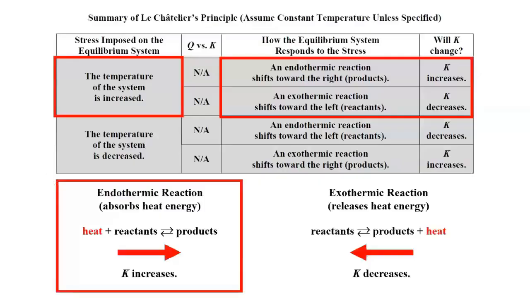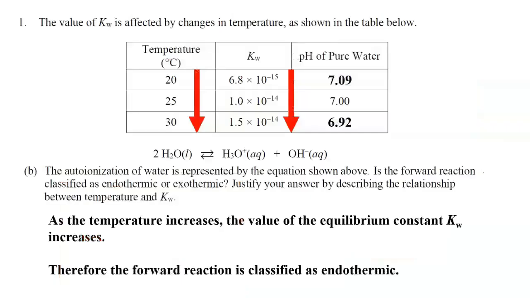So based on our understanding of Le Chatelier's principle and changes in temperature, that means that the forward reaction from left to right must be endothermic, since the value of K increased when the temperature increased. So the forward reaction for the autoionization of water must be classified as endothermic, because as the temperature increases, the value of Kw also increases.